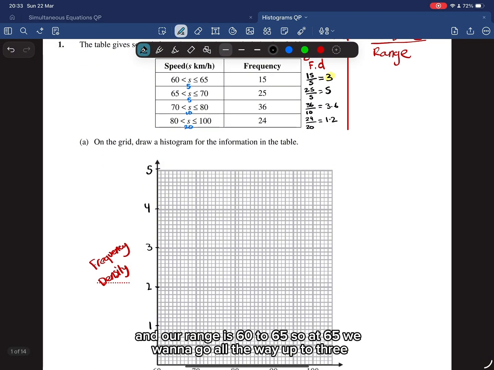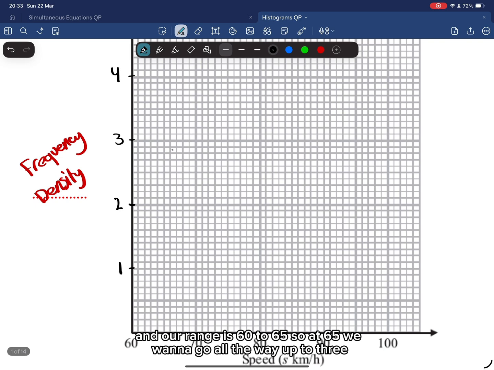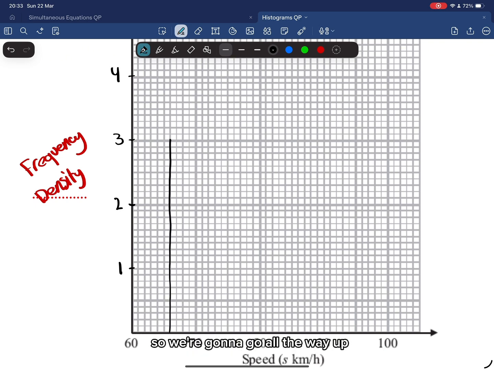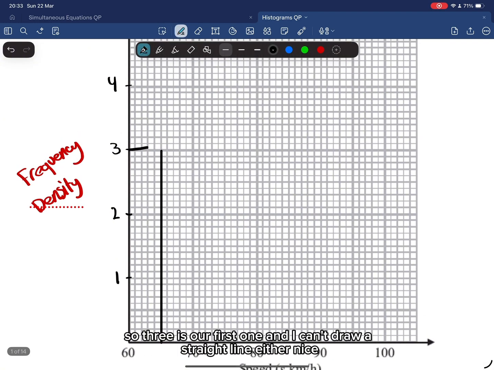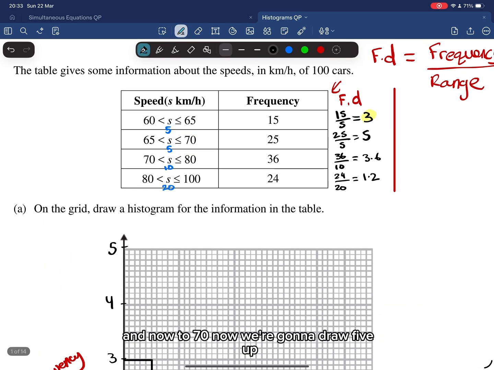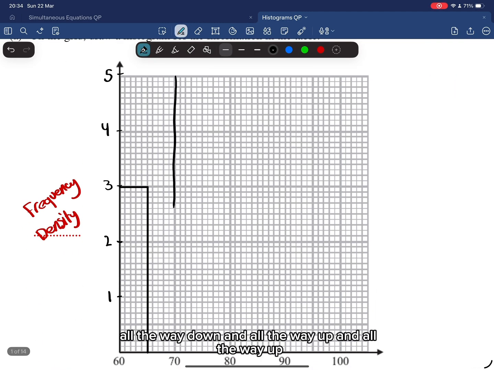And our range is 60 to 65. So at 65, we want to go all the way up to 3. So we're going to go all the way up. I drew it too far over, obviously. So 3 is our first one. And now, to 70, we want to draw 5 up. So we're going to go all the way down, and all the way up.